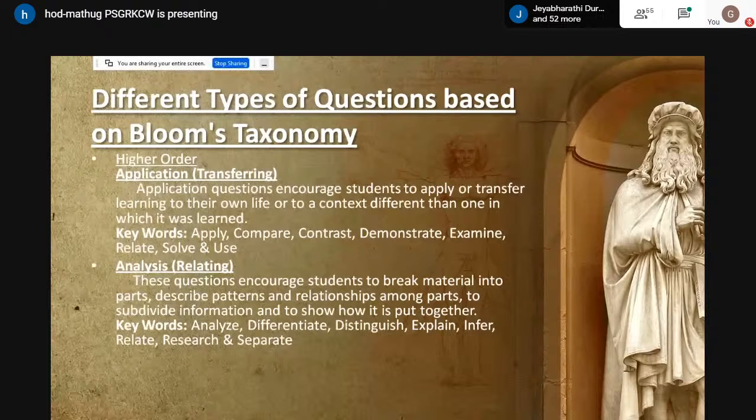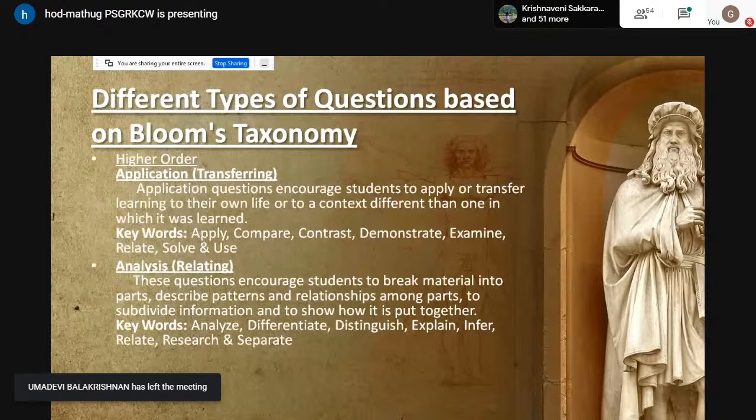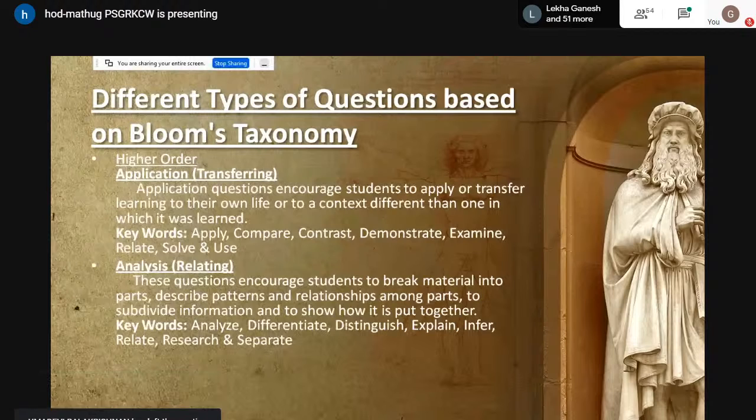And in synthesis, these questions encourage students to create something new by using a combination of ideas from different sources to form a new whole. So here the keywords are arrange, combine, create. He will know how to develop or formulate models, how to integrate and organize things. And in evaluation, he will be judging. Evaluation questions encourage the students to develop opinions and make value decisions about issues based on specific criteria.